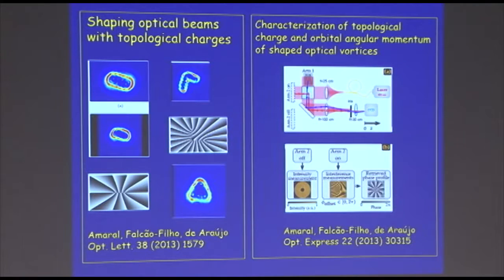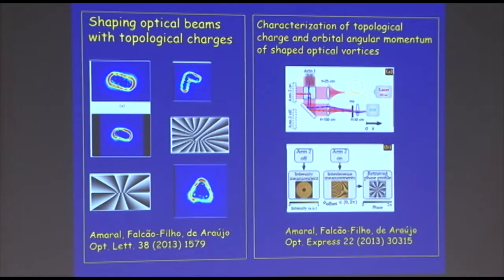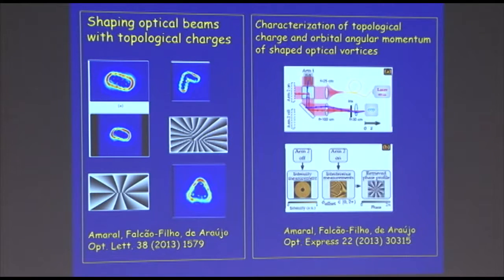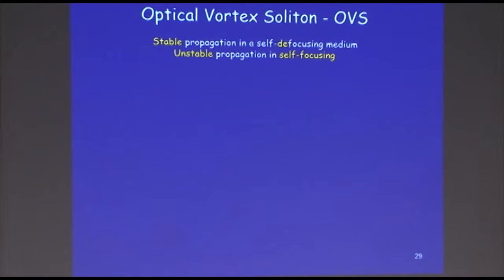And for that we use an SLM, a spatial light modulator, which is made of liquid crystals. So you can manipulate these beams. So you can find a way to have vortex beams with a different topological charge. So what I'm going to show here is another experiment involving solitons. That's an optical vortex soliton.